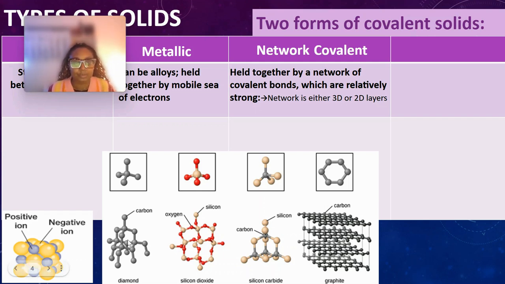If you notice, when we talk about a network, you see these different networks. There's a 3D right here, 3D right here, 3D right here, and then these are 2D layers. Those layers are flat, two-dimensional layers. This is more like when you sharpen a pencil. If you notice, it comes out in these thin sheets. That's what those 2D layers are. These are just different shapes. A diamond is completely made of carbon, and this is the structure of it. Silicon dioxide, this is the structure of it. Silicon carbide, this is the structure of it. And then graphite.